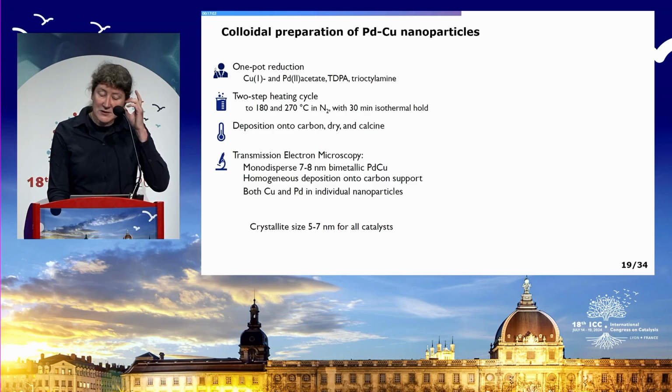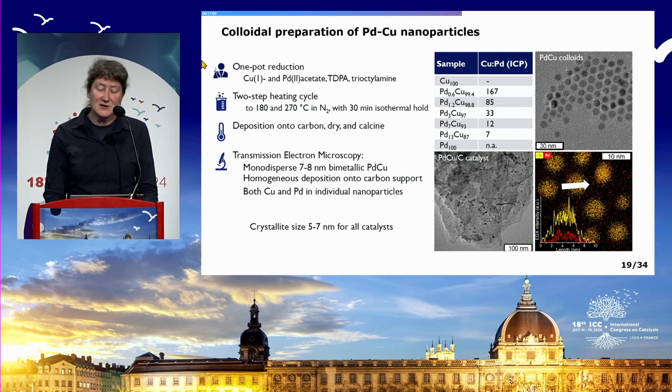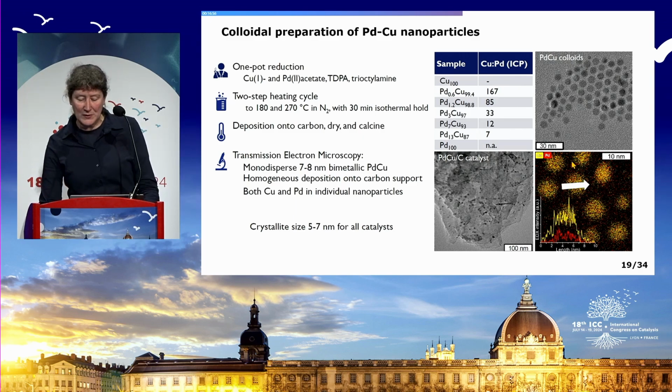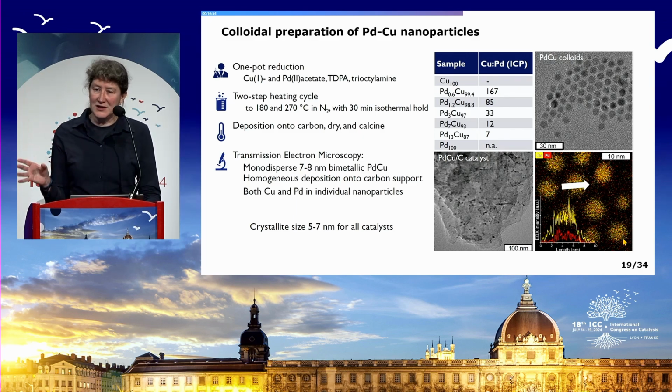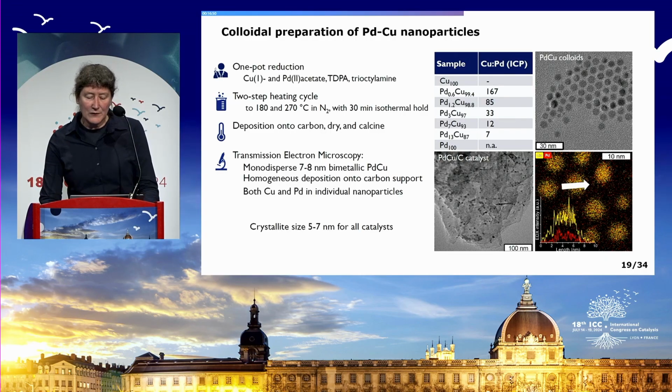So this is how we prepared the bimetallic particles. And this is a colloidal synthesis. So here we made sure, and we also verified with electron microscopy and elemental analysis, that we really in each of these particles had exactly the composition that we wanted. And we made this whole range of compositions with relatively low palladium loadings. And the crystalline size and the particle size is about 5 to 7 nanometer for all catalysts.